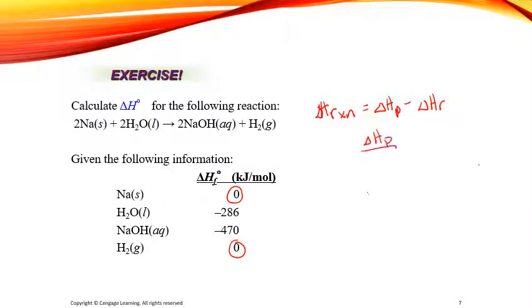So I'm just going to make a quick little data table here. So I have delta H for my products. I have the 2NaOH. So I'm going to take their value, 2 times the negative 470. So that would equal negative 940. And then I have my delta H for the reactants, and I'm going to subtract these two.